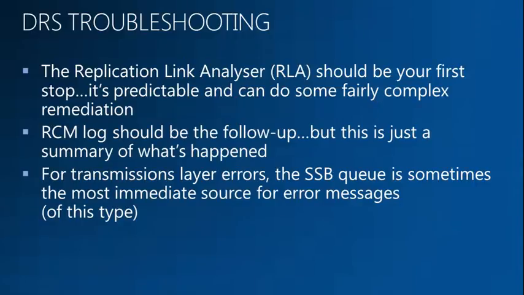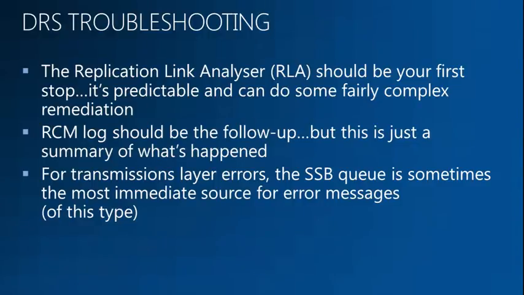For transmission layer errors, SQL Service Broker to SQL Service Broker, sometimes looking in the SSB queue is the easiest way to figure out what's going on. So in my demo yesterday, in the lab that we ran yesterday, we get you to break replication by changing the DNS entry with a host file. So we break replication by basically cheating and just saying, yeah, you replicate on this non-existing IP address.